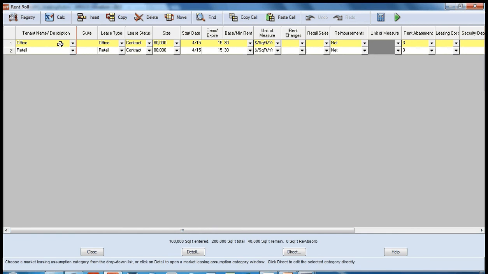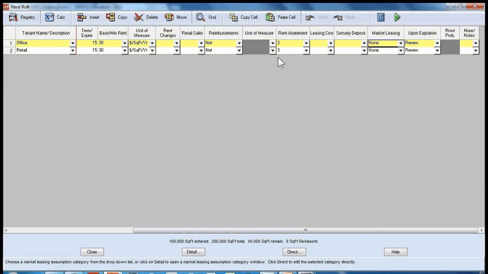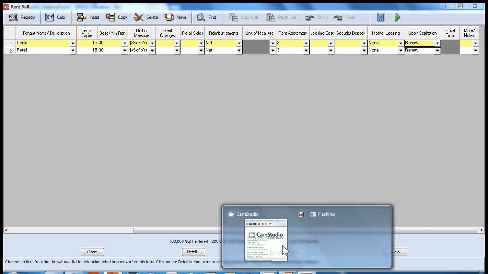The two tenants that we currently have have terms of 15 years, therefore they won't expire in the term that we have set. If they were to expire, we have a few options to tell what is going to happen when this specific lease expires. For these tenants, it doesn't matter because their expiration is beyond the holding period. But when we set up one for a new tenant, this upon expiration will make a difference.